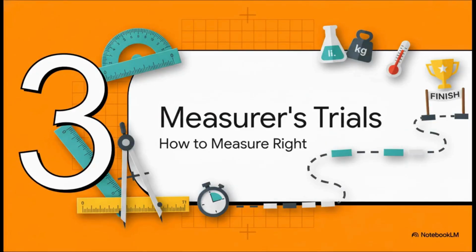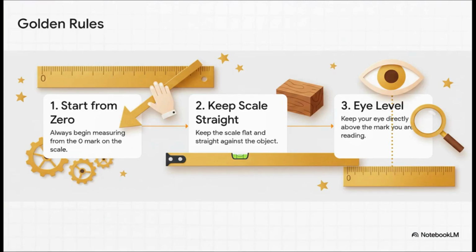Okay, so now Inara and Roboron know which units to use. But knowing the units, that's just part one of the quest. Now it's time for the Master Measurer's Trials, where they have to learn the actual skills to measure things the right way. And here they are, the 3 golden rules of measuring. You've got to remember these.